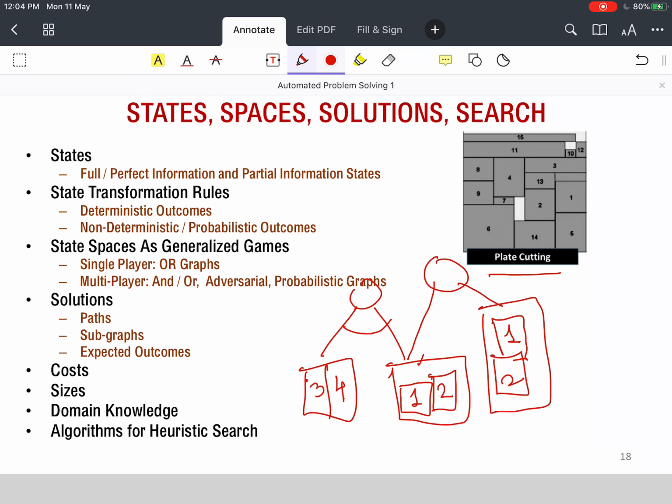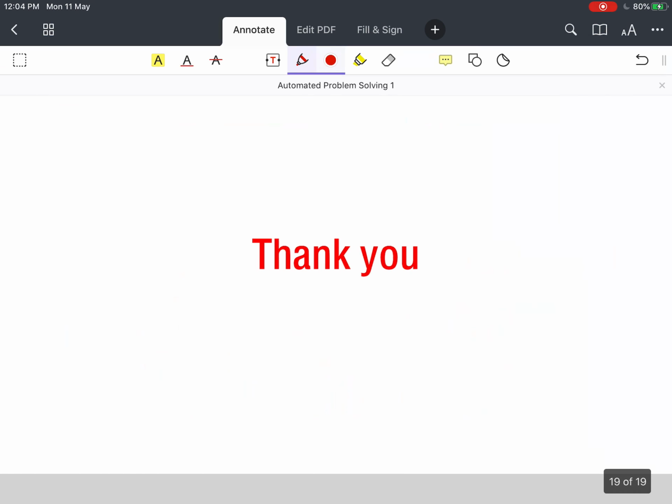So as I said, it could be an OR graph, AND graph, adversarial, probabilistic. So there is a rich set of search spaces that we need to explore by our automated problem solving methodology, and we shall systematically see this in search.